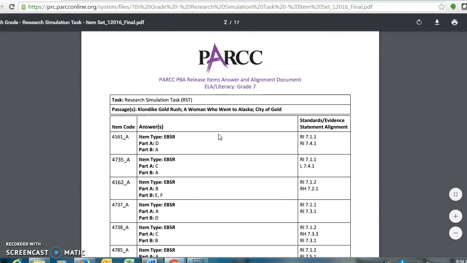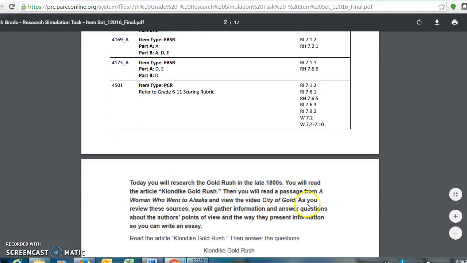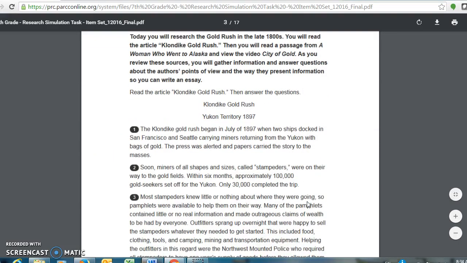So the first part of this document that you'll see are the types of questions that they asked you and what standards, what Common Core standards were covered in these questions. So that might be interesting information for you. It's interesting information for your teachers, for sure. And then you'll look at some of the documents that you read. So you might remember reading about the gold rush.